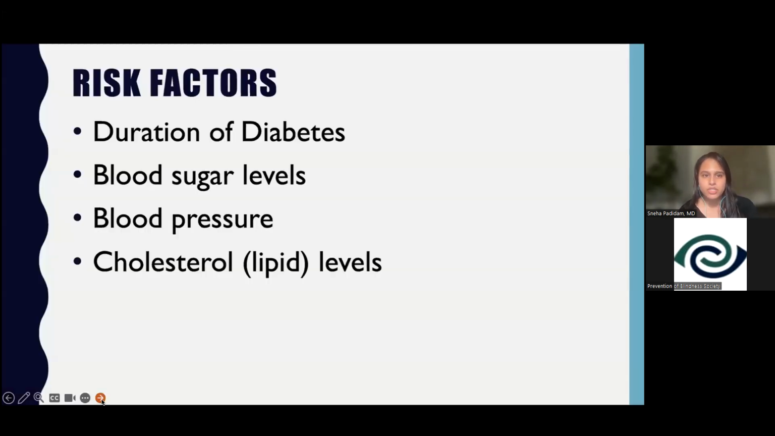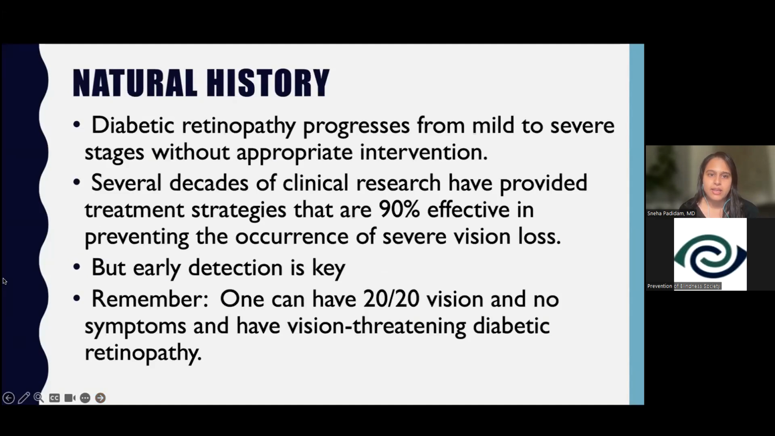So risk factors for diabetic retinopathy include duration of diabetes, blood sugar control, blood pressure control, as well as cholesterol. And the natural history of diabetic retinopathy is that it progresses from mild to more severe stages. And a lot of the clinical research has been done, are 90% effective in preventing the occurrence of severe vision loss, but early detection is very key.